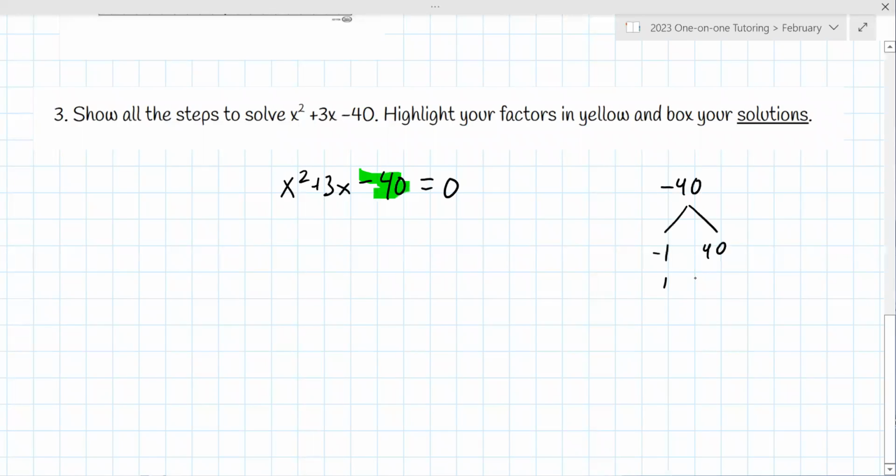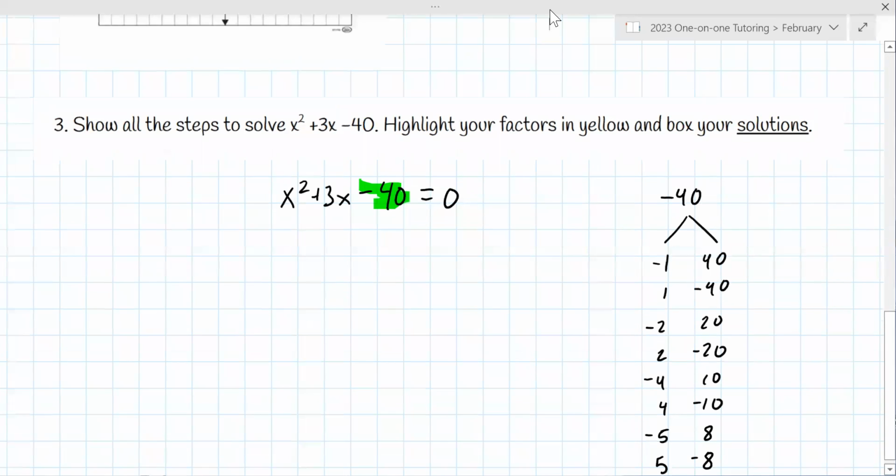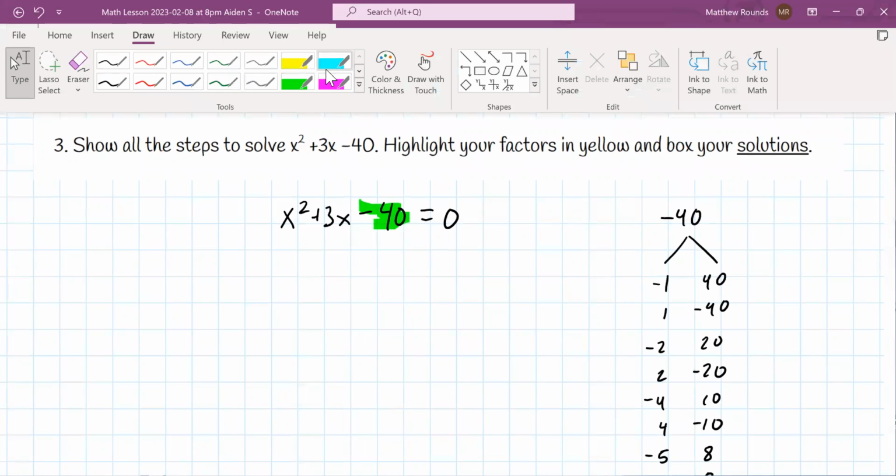-1 and 40, 1 and -40, -2 and 20, 2 and -20, -4 and 10, 4 and -10, -5 and 8, 5 and -8. Okay, so those are all the ones that multiply to -40. Now, is it clear why 1 is negative and 1 is positive? Yes. It's got to get back to -40. Now, one of these pairs will add up to +3.